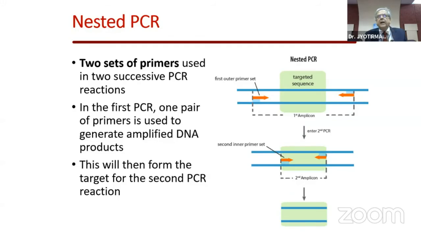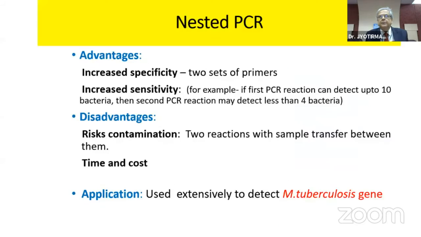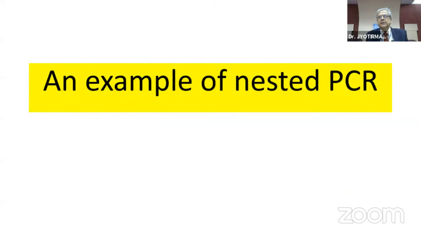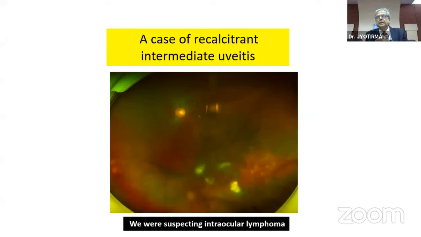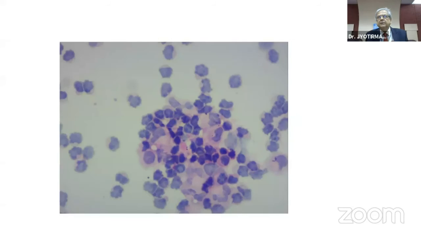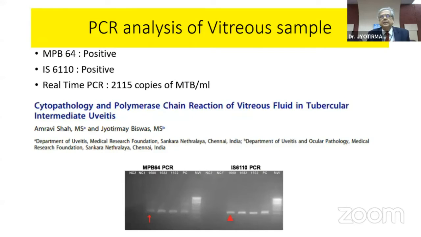Nested PCR: two sets of primers are used. Amplified DNA becomes the template for the second primer, and you will get the amplified product. The advantage is increased specificity and increased sensitivity, but there is a risk of contamination, and time and cost. The application is very widely used in Mycobacterium tuberculosis DNA estimation. An example of a nested PCR: we thought that primary intraocular lymphoma with vitritis was there, with materials in the vitreous cavity, but histopathology showed granuloma, and we confirmed with the PCR that it's a Mycobacterium tuberculosis infection, with MPB64 and IS6110 region positive.